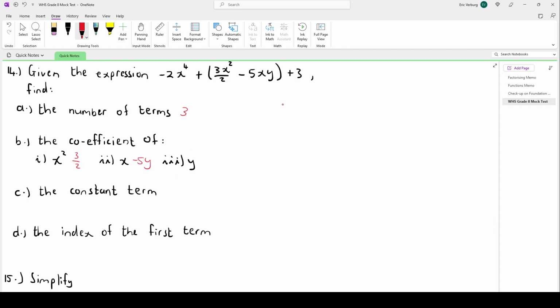Sorry. Coefficient of y, so again, the whole negative 5x is being multiplied by y. So the coefficient is not just negative 5 or x, it's negative 5x. And remember the sign goes with it. Okay, the constant term, that's the term that does not have any variables with it. So that's just going to be positive 3. That's the only term that does not have any variables. It's constant. And the index of the first term, so here's our first term. And the index, that's the exponent part there. So index of the first term is 4.